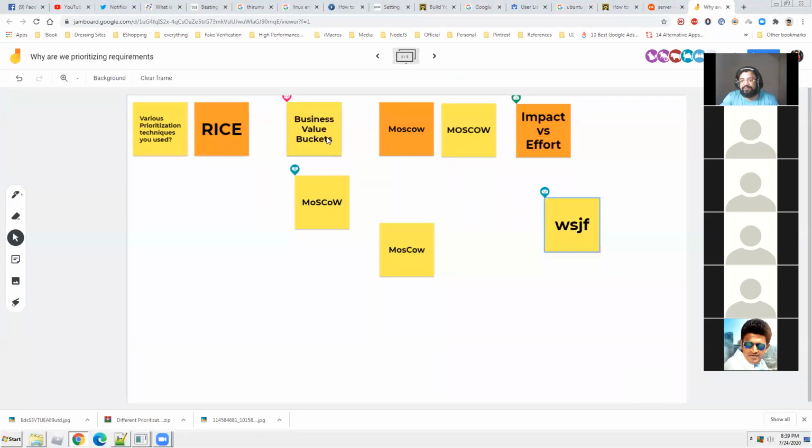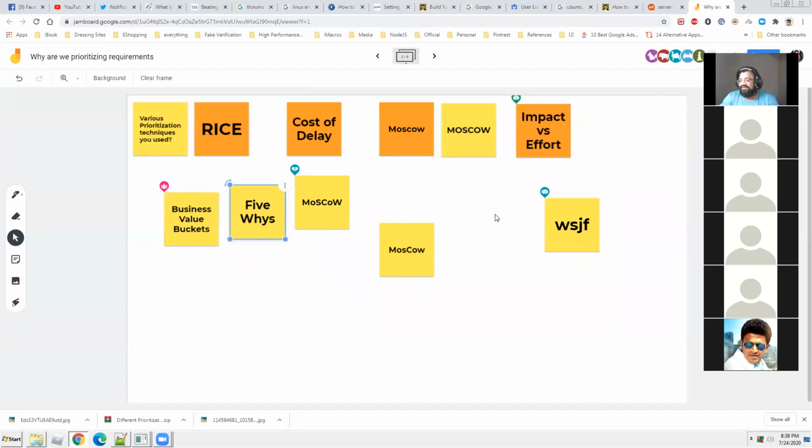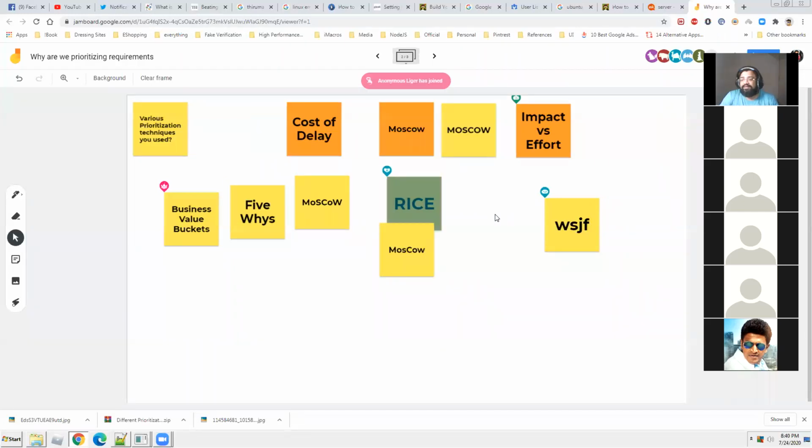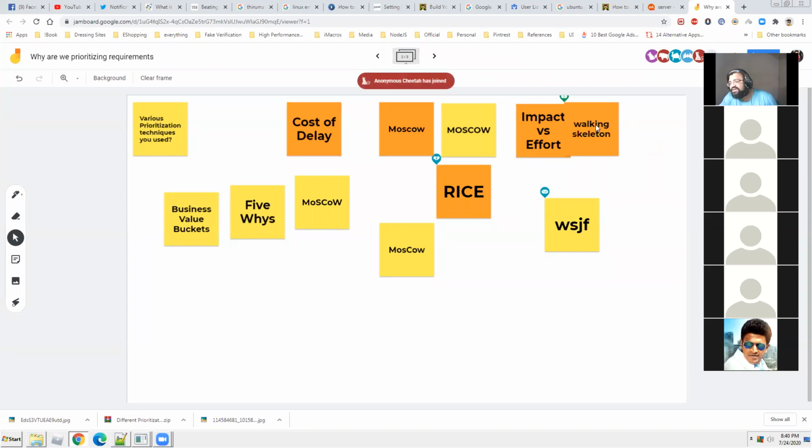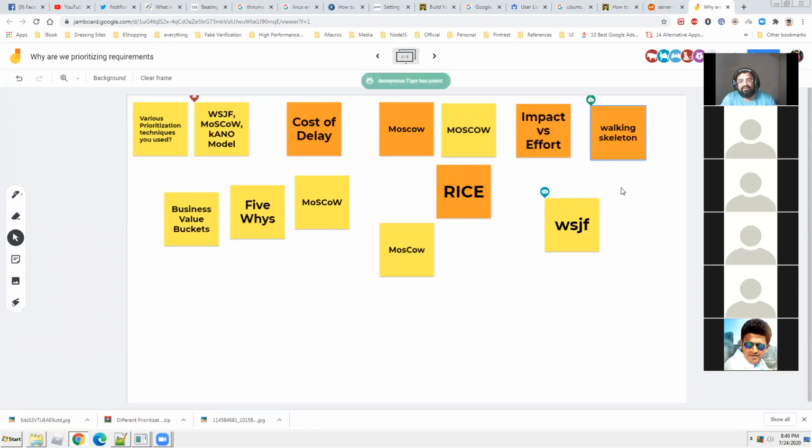WSJF, MoSCoW, business value buckets, 5 Whys, perfect. Okay, RICE has come, MoSCoW, WSJF, 5 Whys. Walking skeleton. That's interesting. WSJF, MoSCoW, Kano, perfect. Kano model.